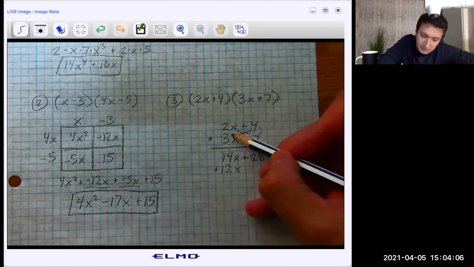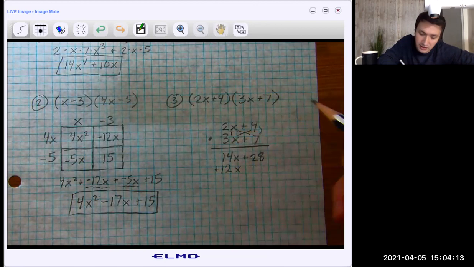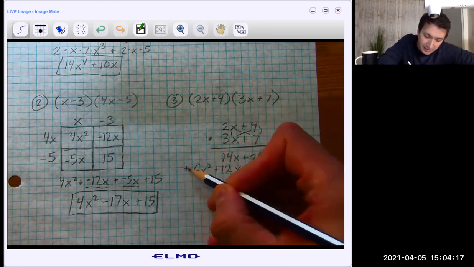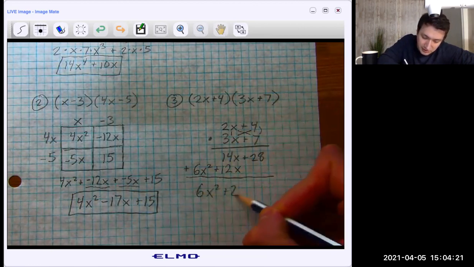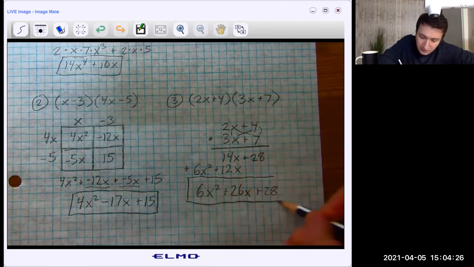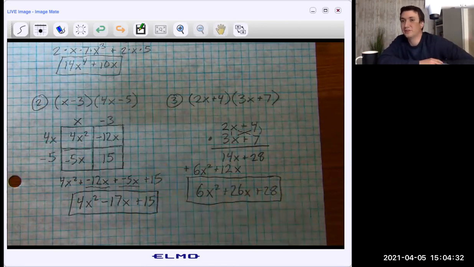Now the last thing to do is multiply both of these. So I get 3 times 2, which is 6, and x times x, which is x squared. So I get 6x squared. And now I add these all together. I get 6x squared plus 26x plus 28. So that's another method for solving. I prefer the table. Maybe you like this. It doesn't matter. You can use either method, but make sure you know how the table method works, because you'll see me using it a lot.